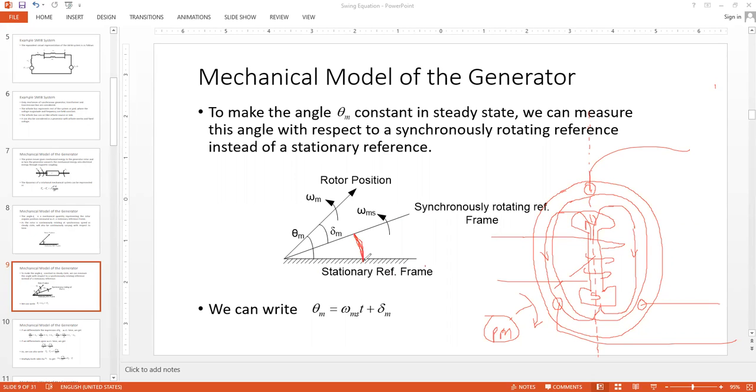And this omega ms into t, this is nothing but this gap. Omega ms is the speed of this frame. And after time t, it has moved this much of distance. This much of distance has been moved by this rotating reference frame after time t. So this gap is nothing but omega ms, which is the speed of the reference, multiplied by time, which will give you some distance, equivalent value of angular distance. So omega ms t plus delta m will give you the theta m. This is how we can relate these two.